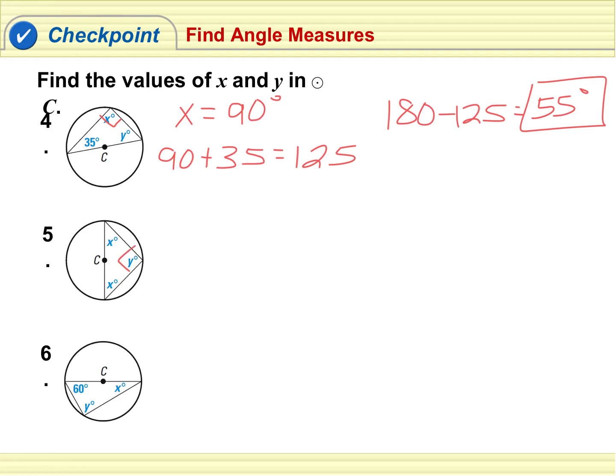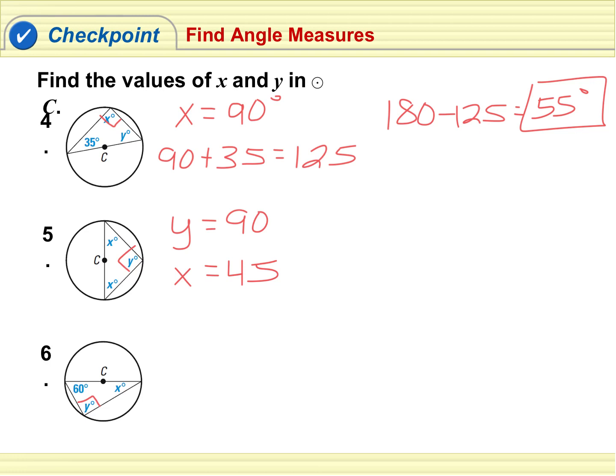Looking at number 5, what is my right angle? Y. What is my right angle on 6? X and X. What's my right angle on 6? Y. On number 5, what do you notice about those other 2 angles? They're the same. What should it be? X is 45. What does that make right there? 45, 45, 90. Remember those? The special right triangles.